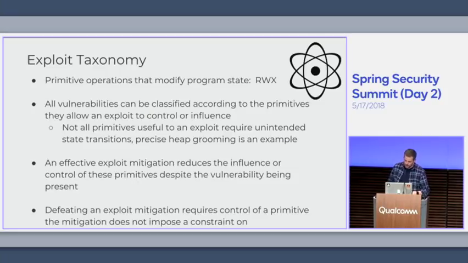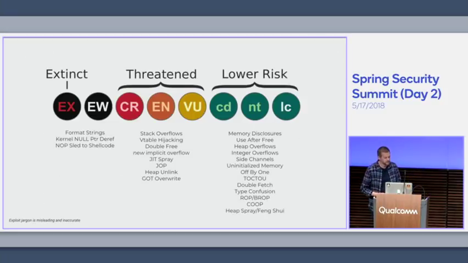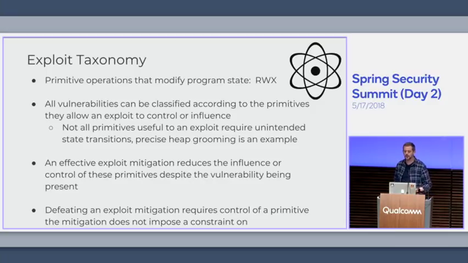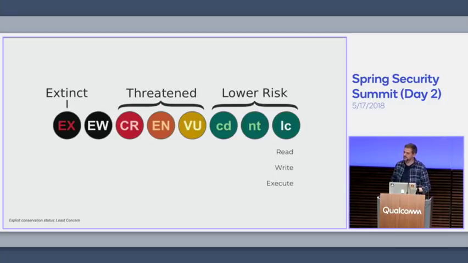We can come up with all these cute little names for them, but at the end of the day, each one of these boils down to what is the control or influence you have over a primitive operation like read, write, and execute. And it's also important to remember that sometimes you don't need every one of these primitives. If I can read out the secret cryptographic key from your process, it's good. I don't need arbitrary code execution. You've probably won in most cases.